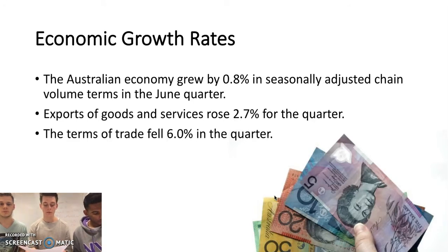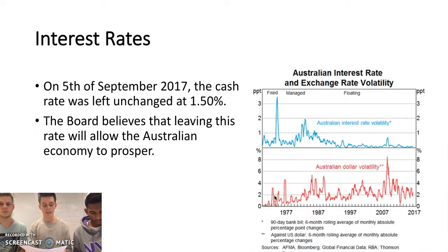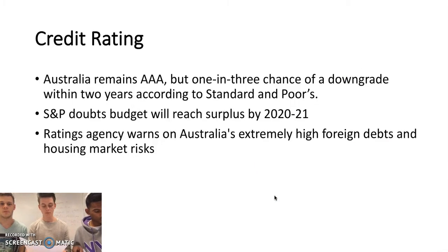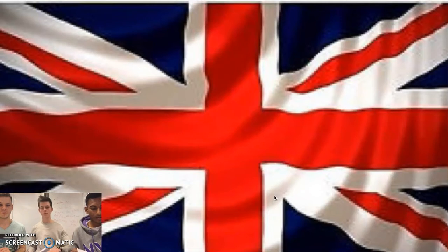The RBA board have voted to leave the cash rate unchanged at 1.5%, which has been the case since mid-2016. The decision is believed to allow the Australian economy to prosper, but is unlikely to attract new foreign investment. Currently, Australia's credit rating is sitting at AAA, but there is in fact a one in 3 risk of it falling a level within the next 2 years. This is due to Standard & Poor's casting doubts that the economy will reach a budget surplus by 2021. A fall in Australia's credit rating will considerably reduce the amount of foreign investment in the country, potentially weakening the value of the Australian dollar.